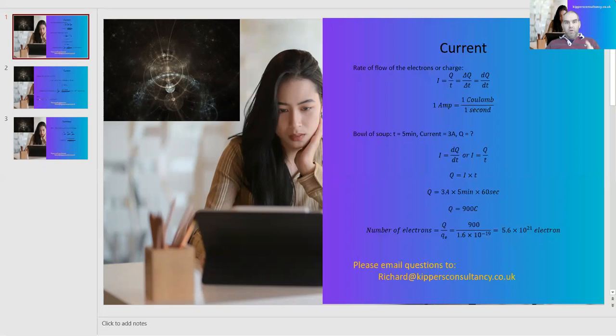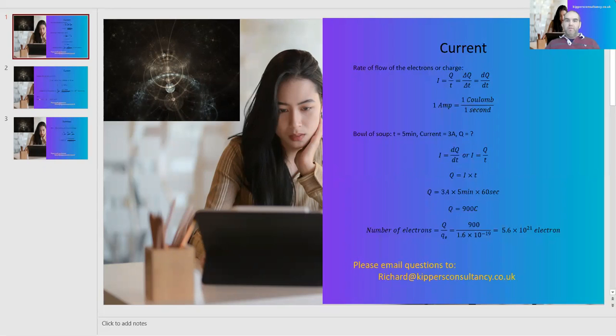So charge will equal the current, 3 amps, times 5 minutes. But if you remember, when we use this formula, the time is measured in seconds. So we convert the minutes to seconds by multiplying by 60 seconds. So overall, charge is equal to 3 amps times 5 minutes times 60 seconds. There's a clear conversion of time there from minutes to seconds. Overall, the charge is equal to 900 coulombs.